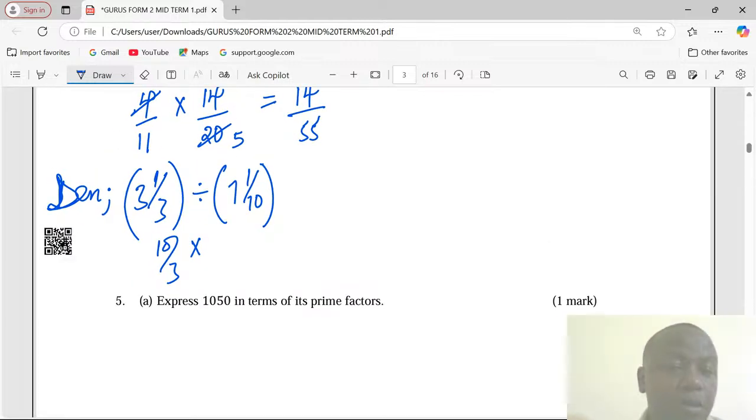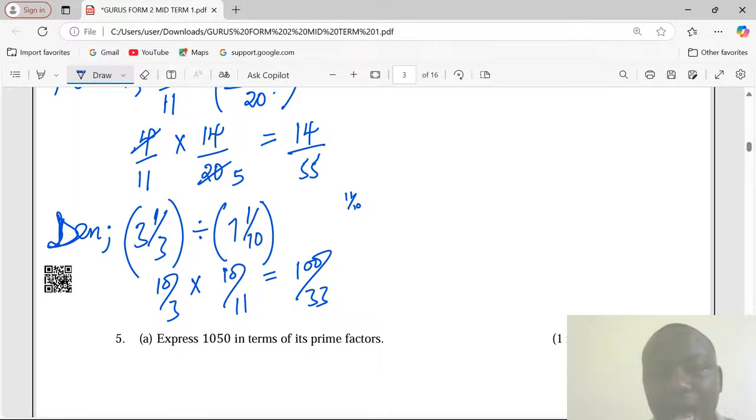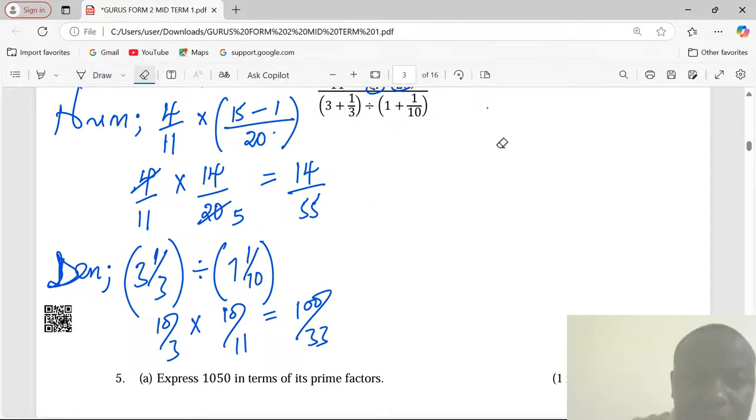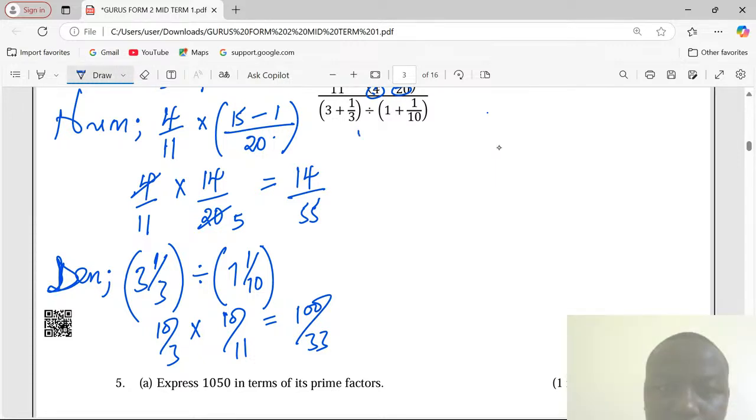Then instead of dividing, now I have to multiply, so that in the next bracket, I take the reciprocal. So when I work out 1 plus 1 out of 10, I'm getting 11 out of 10, which will be 10 of 11. So now this becomes 100 out of 33. Yeah, 100 over 33.